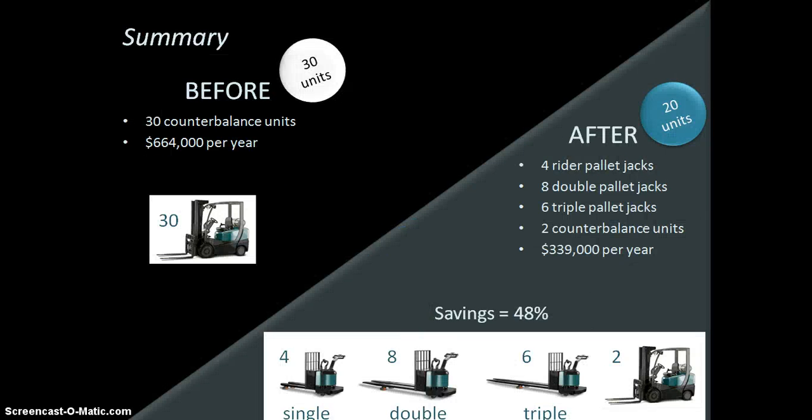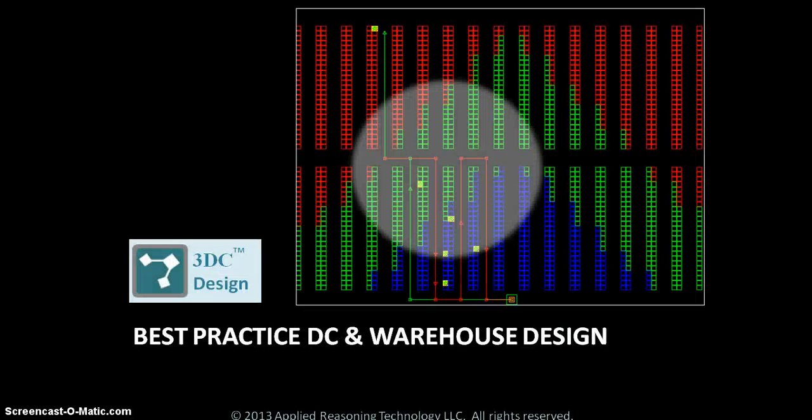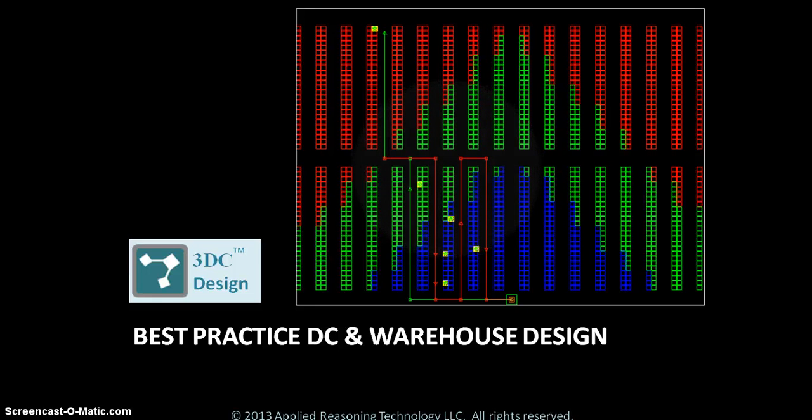30 counterbalance units with a total cost to operate of $664,000 per year have been replaced by a fleet of 20 units that combines rider pallet jacks with counterbalance equipment. The total cost saving is 48%. 3DC Design uses simulation, expert system, and combinatorial analysis to achieve best practice for DC and warehouse design.